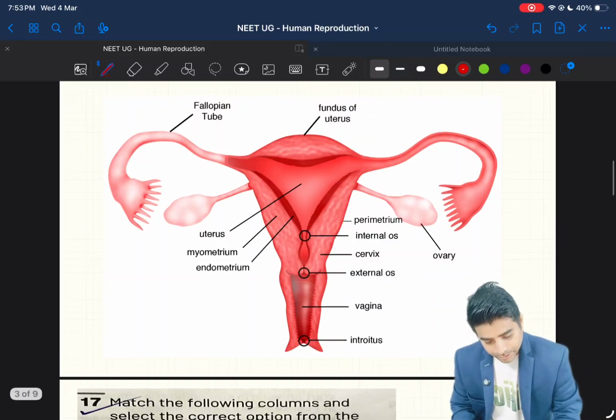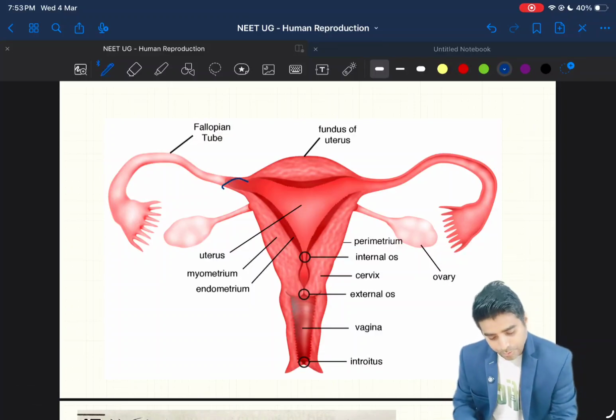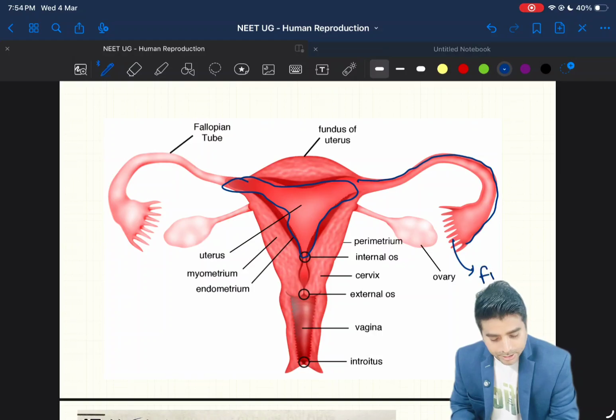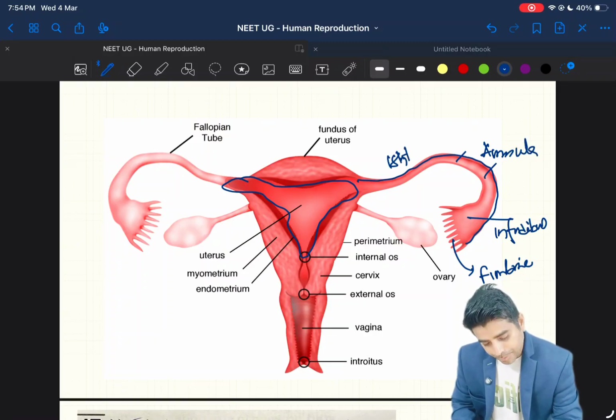Right, this is the diagrammatic picture of the female genital organ. This part is the uterine cavity. Here it starts, or ends, you can say, the fallopian tube. So this is the fimbriae part. Then it is the infundibulum, and this is the ampulla, and this part is the isthmus.